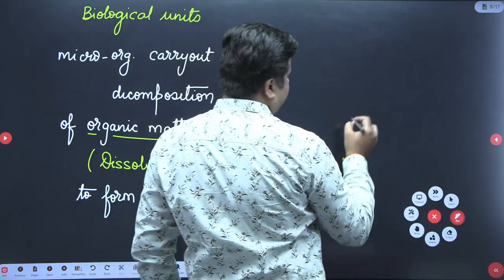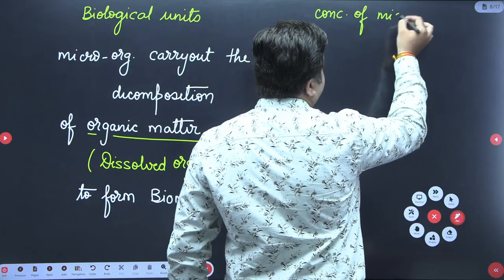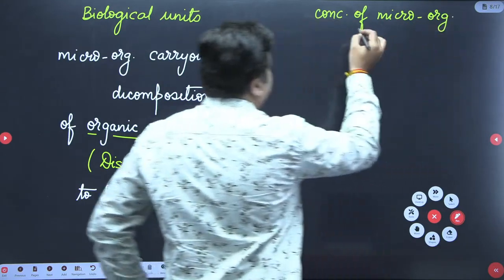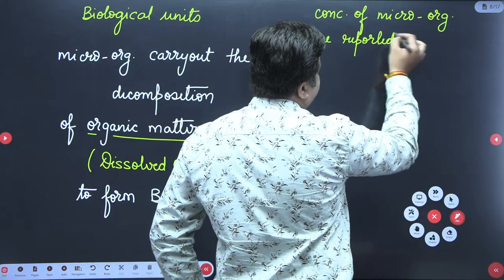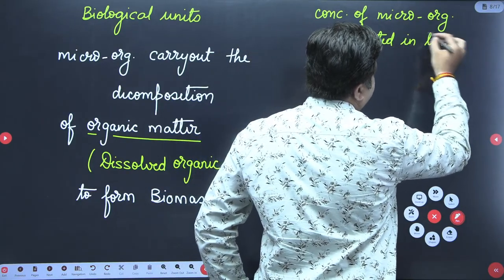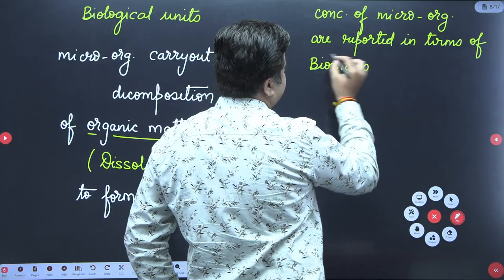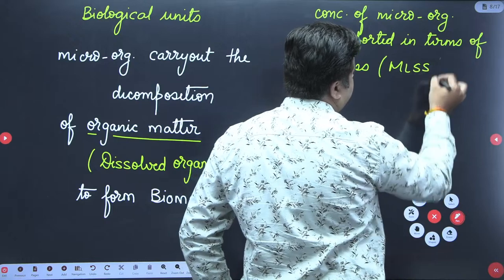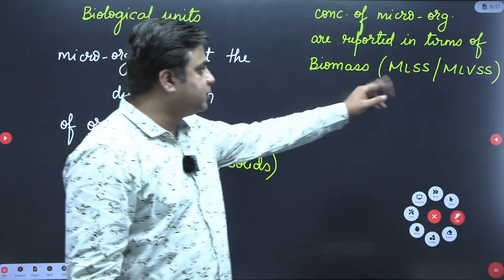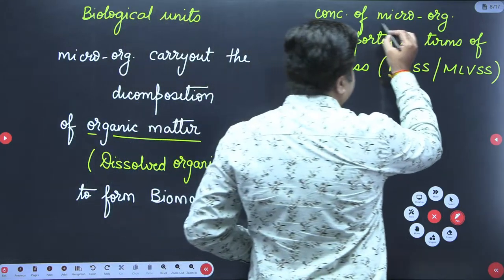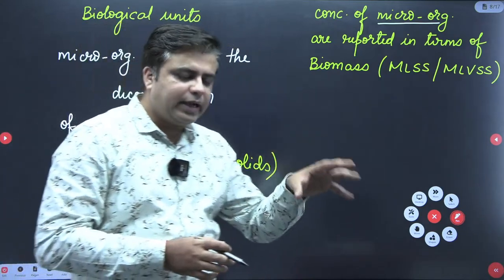So, concentration of microorganisms is reported in terms of biomass, that is MLSS or MLVSS. Mixed liquor suspended solids or mixed liquor volatile suspended solids. So, this is how I will report the concentration of biomass, microorganisms. The more the amount of biomass, obviously the more will be the amount of microorganisms that will be staying on the biomass.